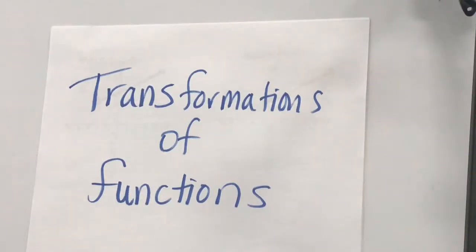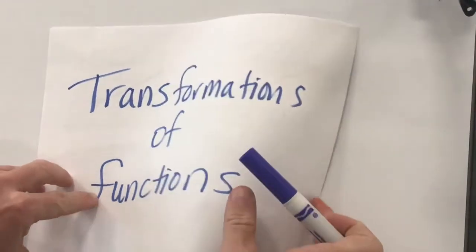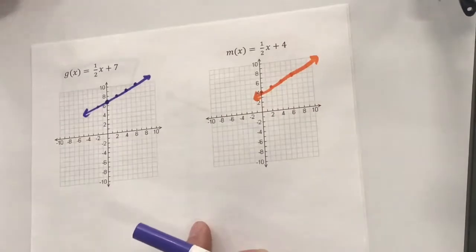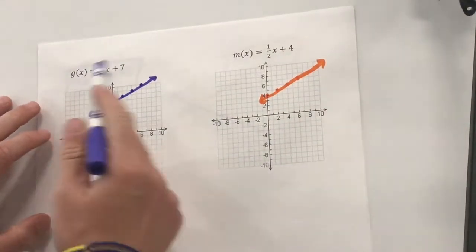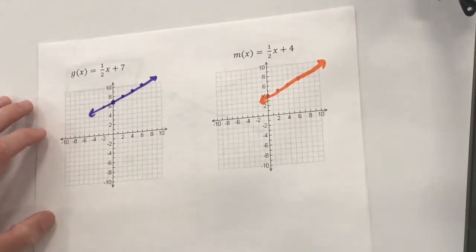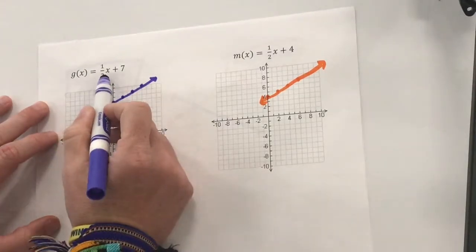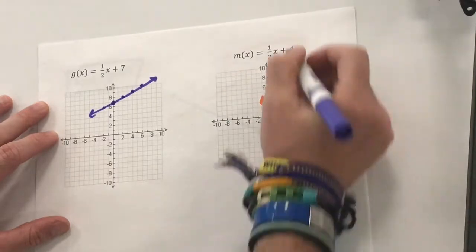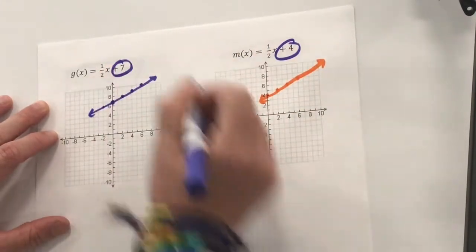In this video, we're going to look at transformations of functions, and more specifically, transformations of linear functions. Just looking at two different graphs, we have g of x and m of x. The first function is 1/2 x plus 7. The second function is 1/2 x plus 4.